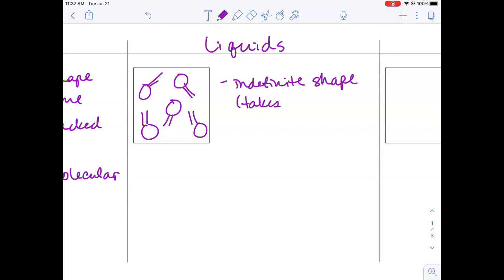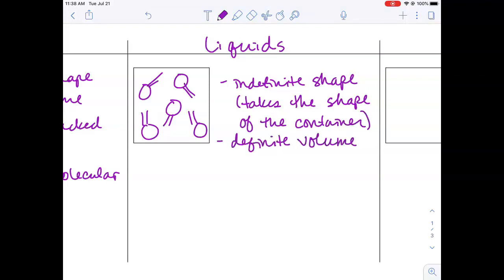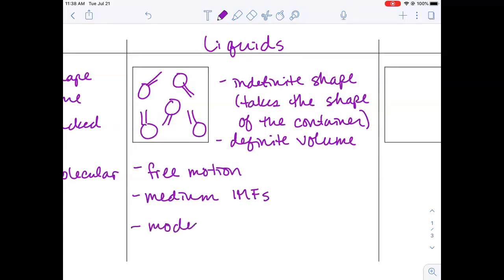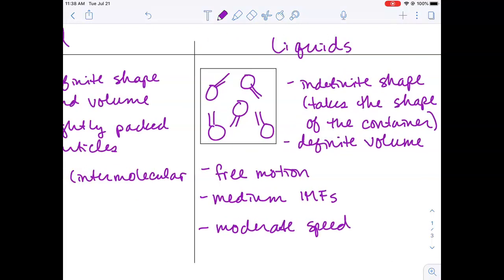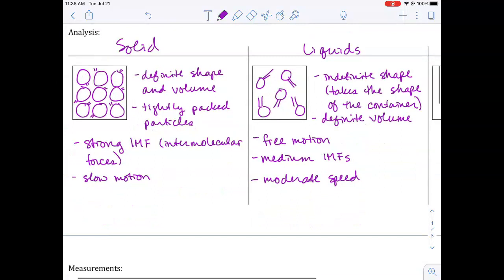Liquids have indefinite shape. So that means they take the shape of whatever container they're in. They do have a definite volume though. They can't be expanded or contracted or compressed. So there's free motion in liquid particles. They have significantly less intermolecular forces. There's still some attractions holding them together, but they're just not very strong. And they're moving a little bit faster than solids. They're moving at a moderate speed.